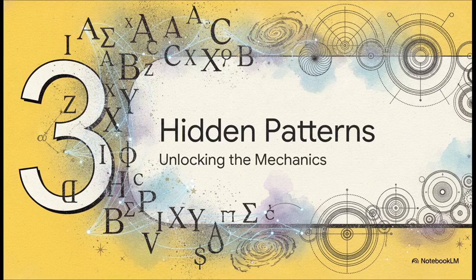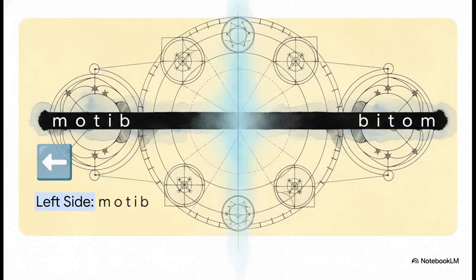Which brings us to Section 3, Cryptography and Hidden Patterns, Unlocking the Mechanics. Now, here's where it gets really wild. Notice the strict mirror symmetry built right into that central cross of the Great Table. If you look at the horizontal black bar running left to right, the letters on the far left spell out MOTIB. But look at the exact opposite side, over on the far right, and it spells BITOM. It is a perfect linguistic mirror reflection centered around the vertical axis. That shows us an incredibly deliberate, mathematically balanced design.